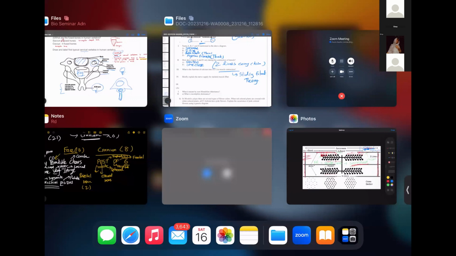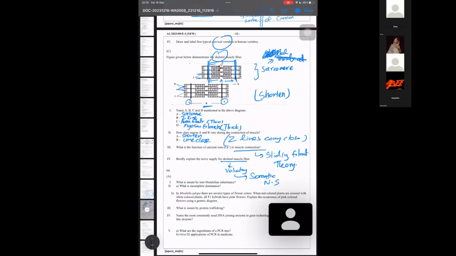If you all have any doubts, this is your time to ask. There is a question: what is the use of calcium ions? I hope you all understood, but remember what I told you. Calcium ions go and bind to troponin. Take a screenshot of this. Fast, I'll go there. Where did I write it? Here. So you remember here.